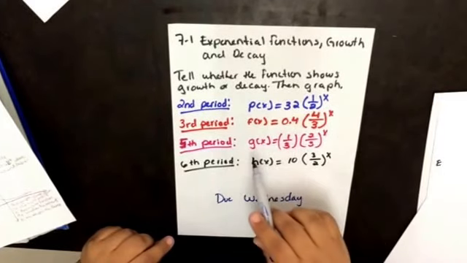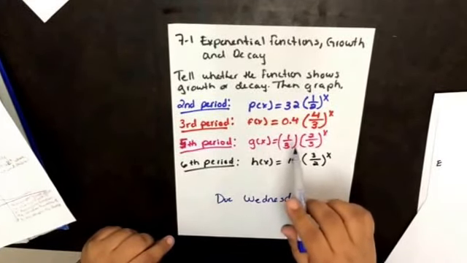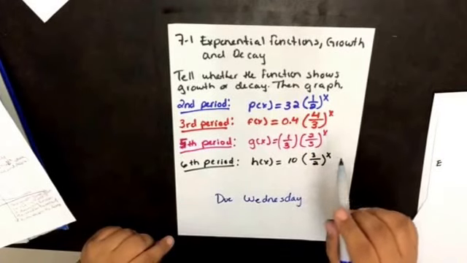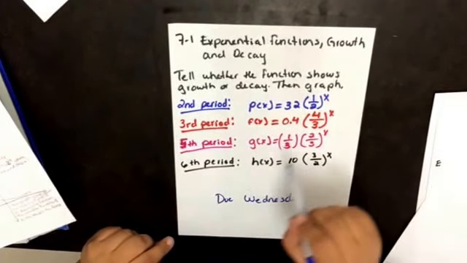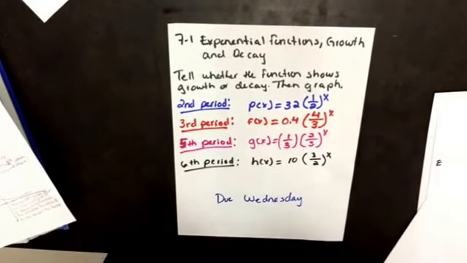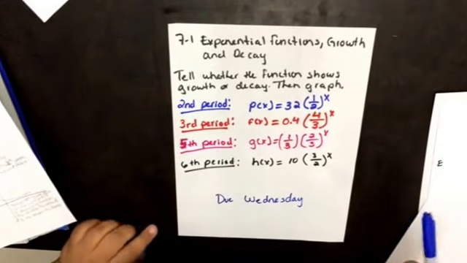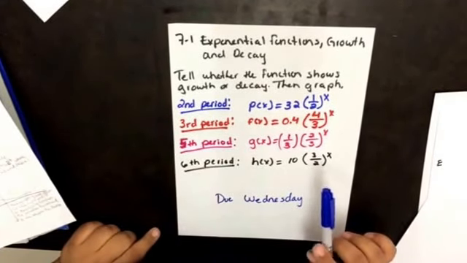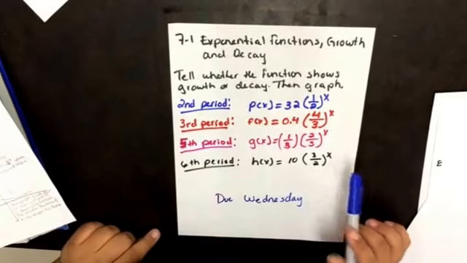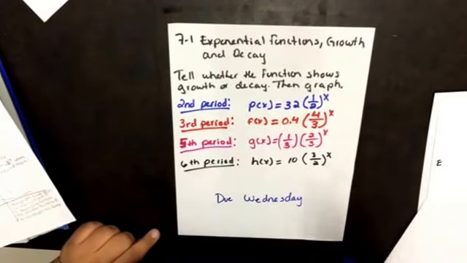For third period, you're supposed to do f of x equals 0.4 times 4 over 3 to the x in the color red. And for fifth period, you're supposed to do g of x equals 1/3 times 2 over 3 to the x in color pink, either a pen, color pencil, crayon, doesn't matter.